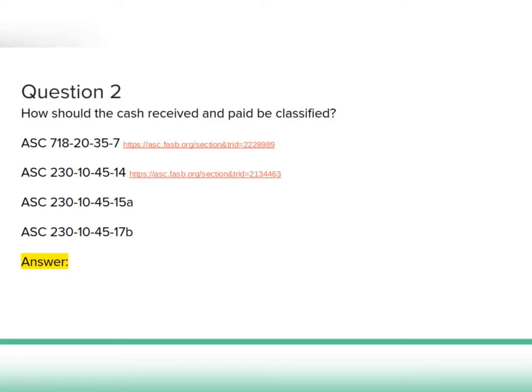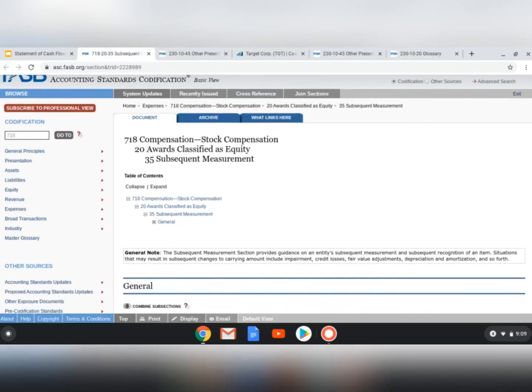The first codification discusses how to account for the excess of the purchase price over fair value for the employees. The second codification will discuss how to account for the repurchase of employee stocks. And the third codification talks about how to account for employee compensation. All right, so we're going to first visit ASC 718-20-35-7. We'll pull it up for you guys so that you can read along with us and see how we came to our answer.